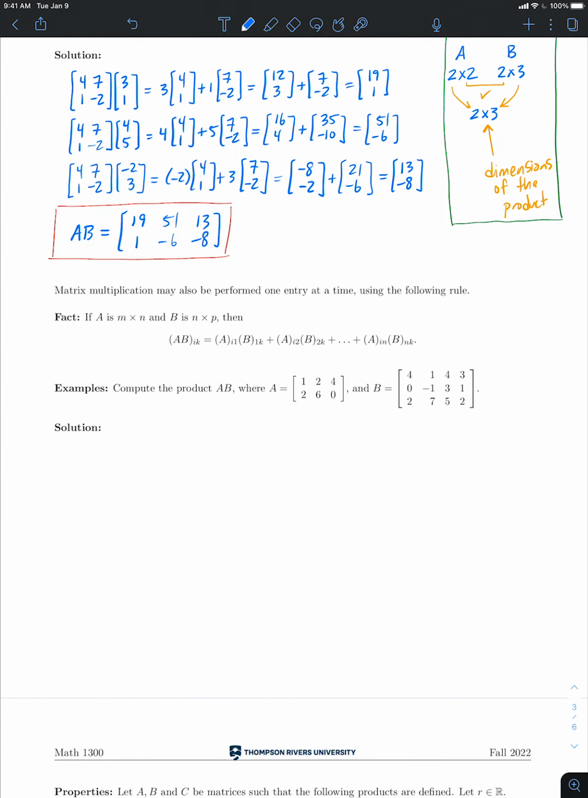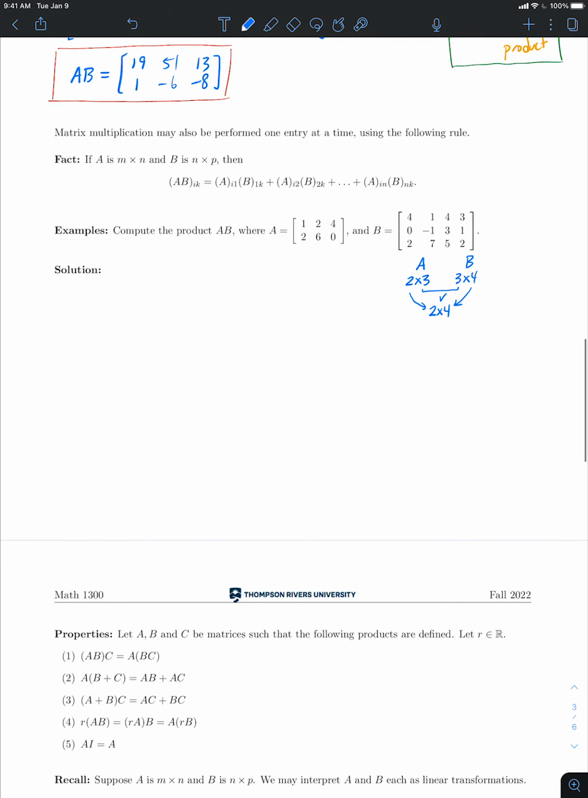Okay, so we've got a matrix A and a matrix B. Let's start by drawing the dimension diagram and make sure the product is actually defined, and then we can figure out what the dimensions will be for the product. So we've got A as a 2 by 3, and B as a 3 by 4. The two inner numbers are both equal to 3. So good, that means the product is defined. The two outer numbers, the 2 and the 4, tell us that the dimensions of the product AB are going to be 2 by 4.